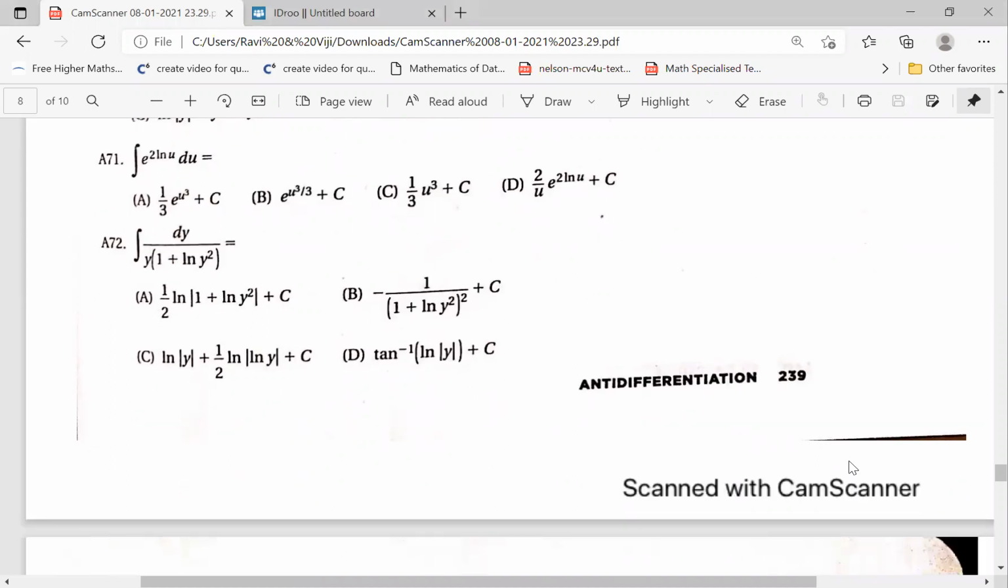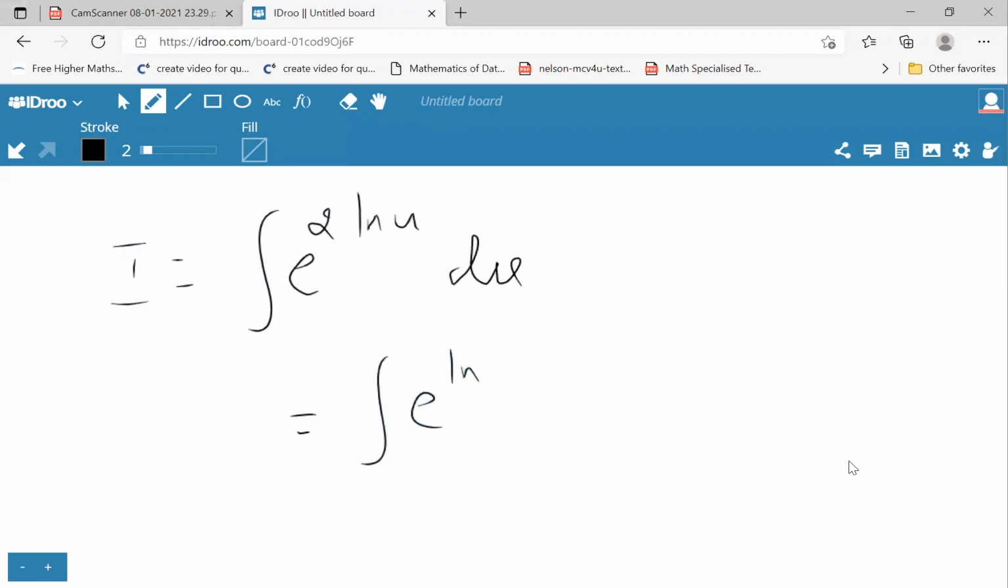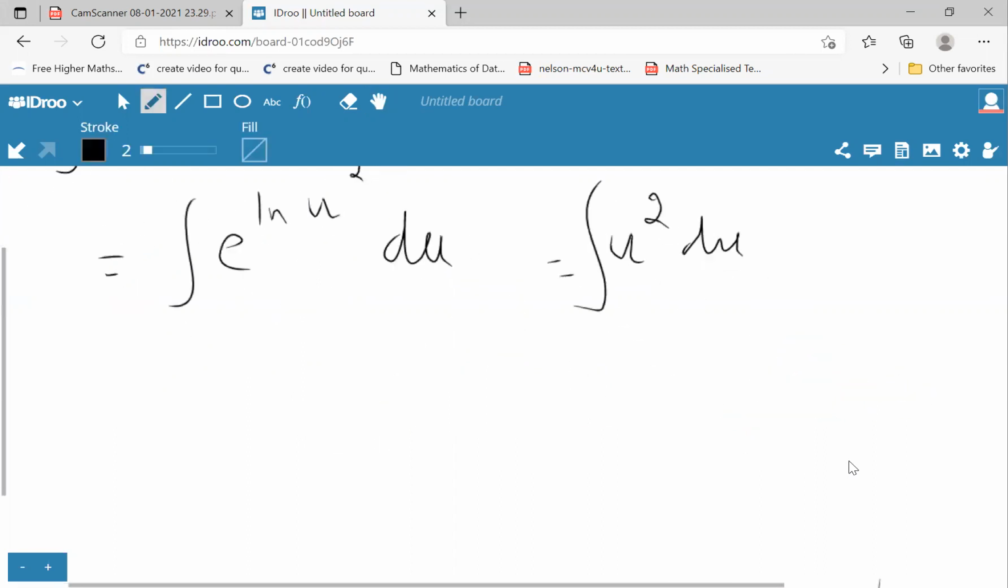71st question. Integration of e to the power of 2 log u du. So let I be equal to this. Integration of e to the power of log u squared du is nothing but simply u squared du. Now integrating this, we get u cube by 3 plus c.